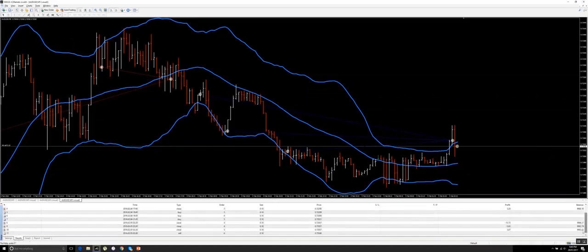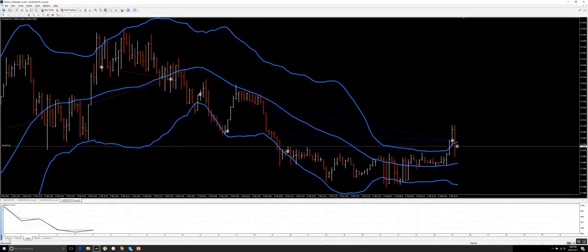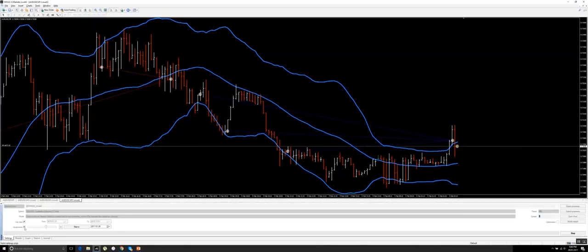What did that give us? Okay, so we've lost about $20, made $3. We can have a quick look at the graph. Still so far, not so good. What I'll do, I'll just run this through fast without visual mode.